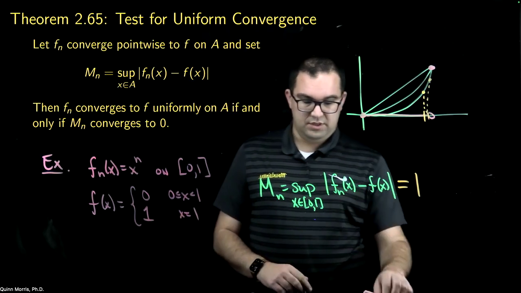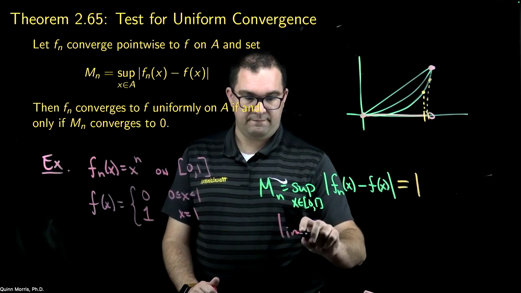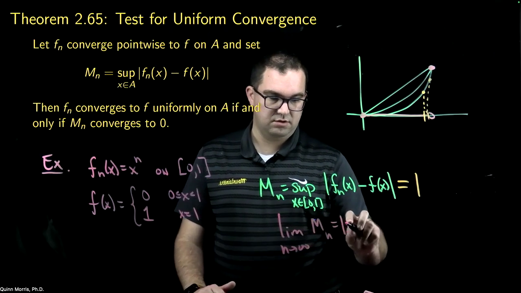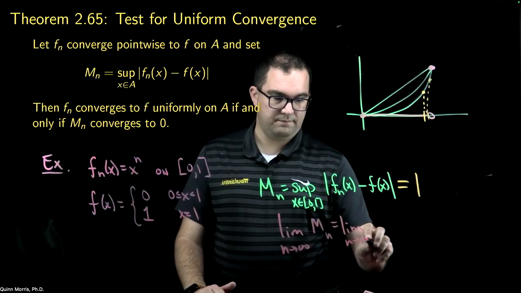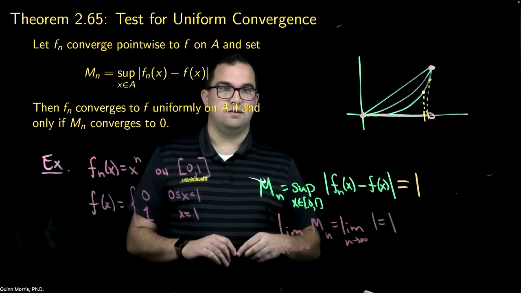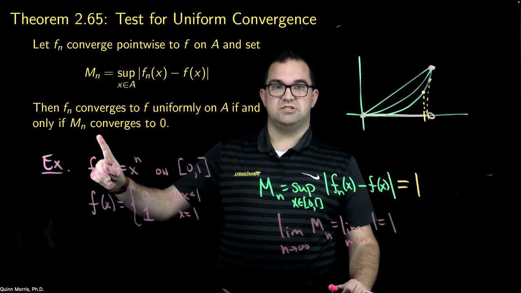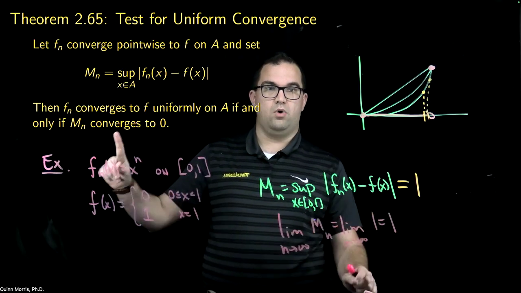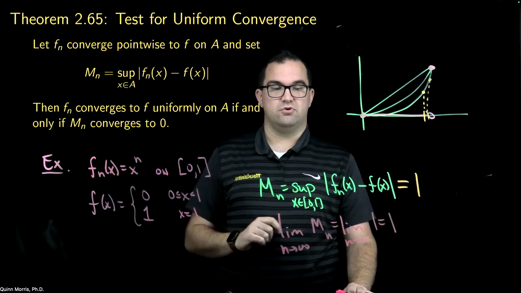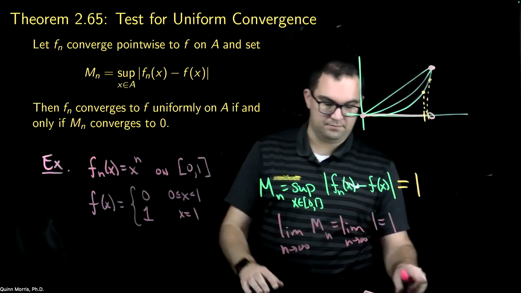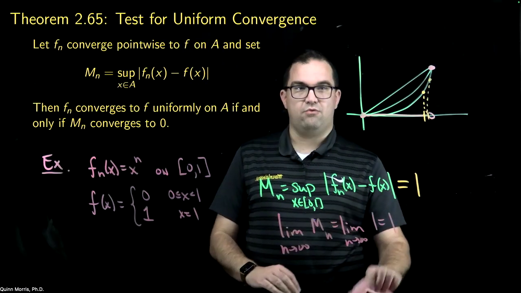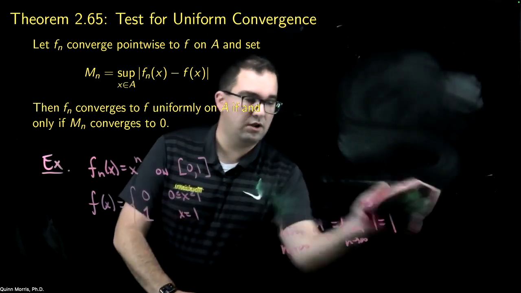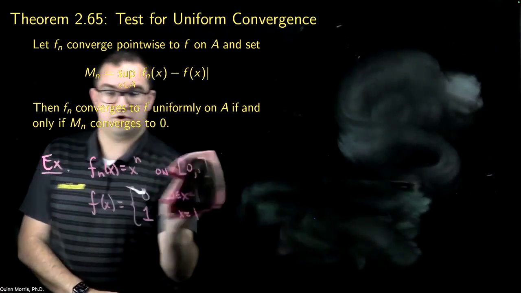Okay. So then you look at the limit as n goes to infinity of the M sub n's. Well, those are constant. Those are all 1. So this limit is 1. Since this limit is not 0, M sub n does not converge to 0. M sub n here converges to 1. So this does not converge uniformly. Okay. So again, this is helpful in a lot of ways. It's helpful both for proving that things do converge uniformly, but also for proving that things do not converge uniformly.